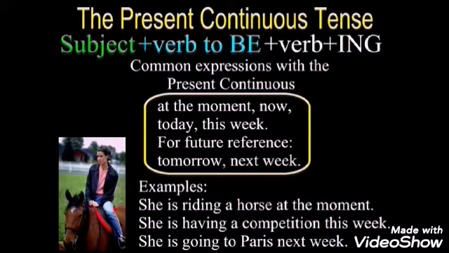We use the present continuous with the following keywords: at the moment, now, today, this week, for the future reference, tomorrow, and next week. So these are the keywords for the present continuous. For example, she's riding a horse at the moment. She's having a competition this week. She's going to Paris next week. The keywords for the present continuous.